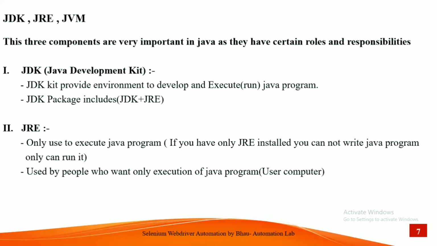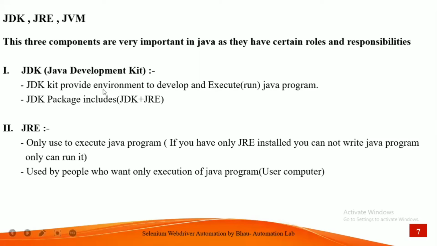JDK stands for Java Development Kit, and the JDK provides an environment to develop and execute Java programs. If you install the JDK in your system, the environment is created to develop, that is, to write Java code, and also execute and run it. So JDK internally provides everything to develop and execute Java programs.